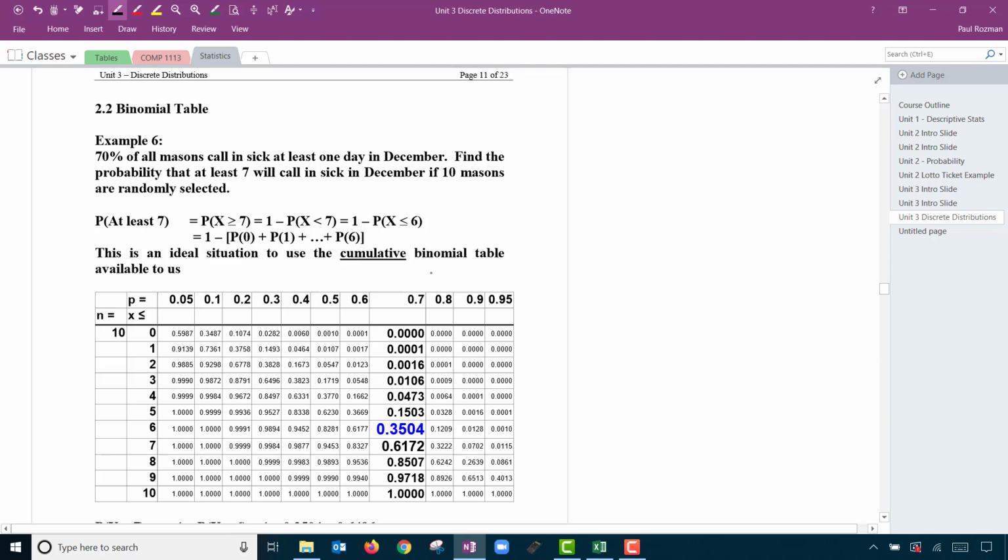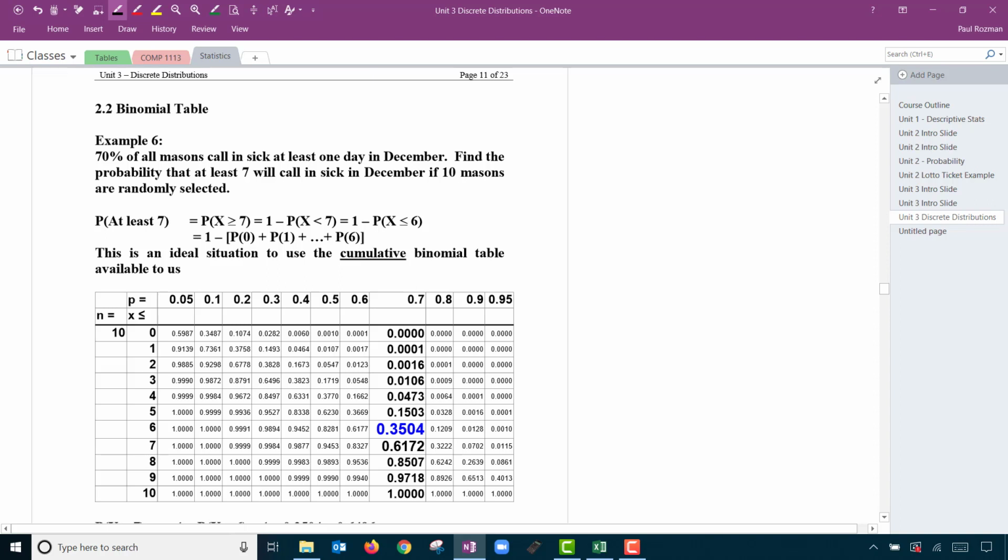So we can start out with an example, and then we'll see how it goes from there. Changing our example, we now have 70% of all Masons call in sick at least one day in December. Find the probability that at least 7 will call in sick in December if 10 are randomly selected.